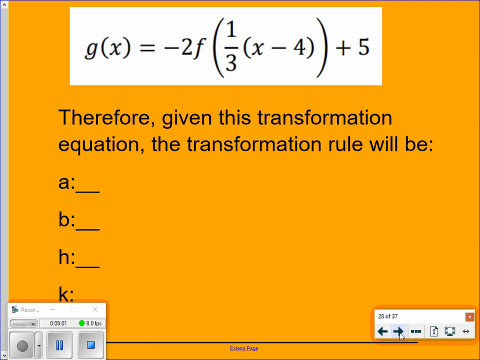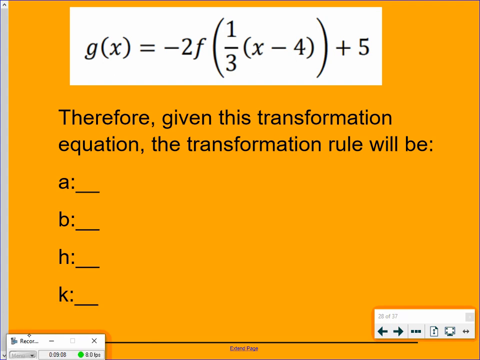And what we need to do is give this transformation equation a transformation rule. Before we ever actually figure out our transformation rule, I always say list out your a, b, h, and k. When you do that, you have everything organized. You know exactly where to plug what into the transformation rule.